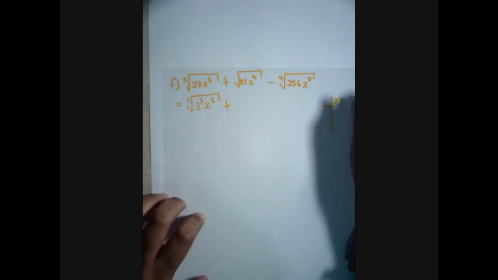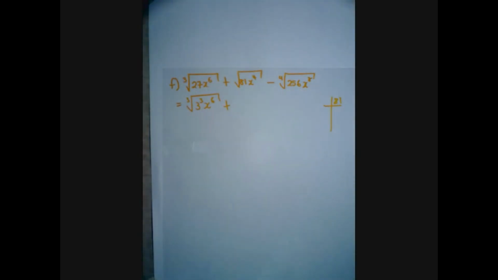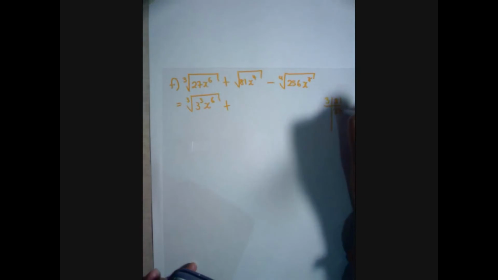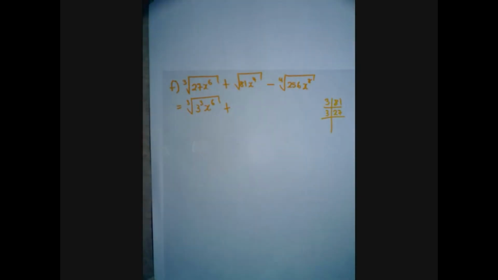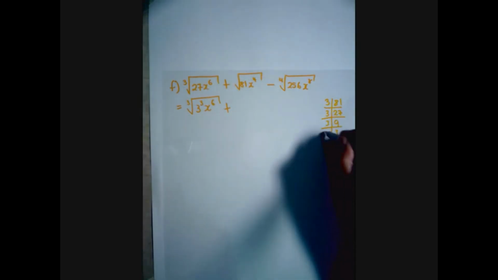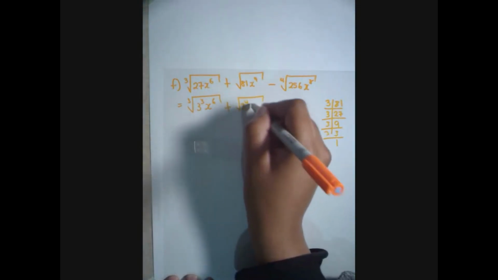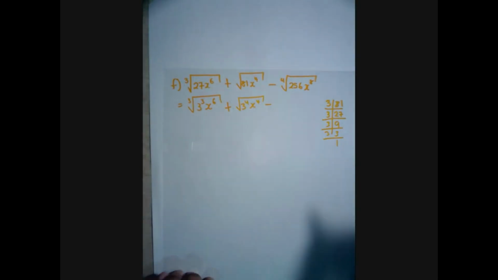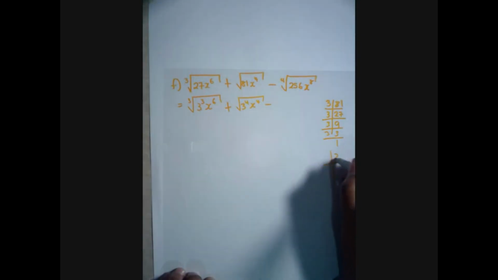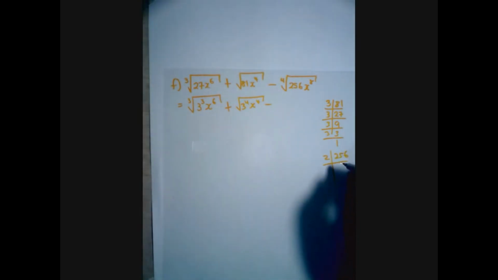Can 2 go into here? No, 2 can't go into here. Can 3 go into here? Yes, 3 goes into here 27 times. 3 goes into 27 9 times, 3 goes into 9 3 times, 3 goes into 3 once. So 3 to the power of 4 for this one here, 3 to the power of 4, x to the power of 4. And then 256. I don't know if I can do 256 divided by 2. I wish I had a nice calculator, man. I would save my time. 2 goes into 256 128 times. I'm going to divide it by 2 again. I'm going to get 64. 2 goes into 64 32 times, 2 goes into 32.